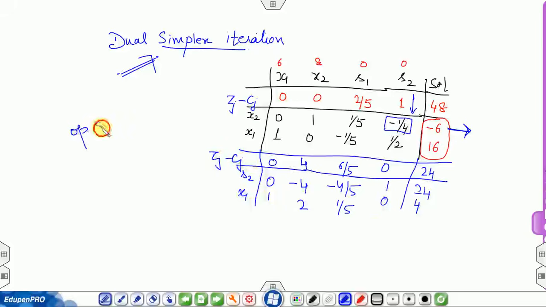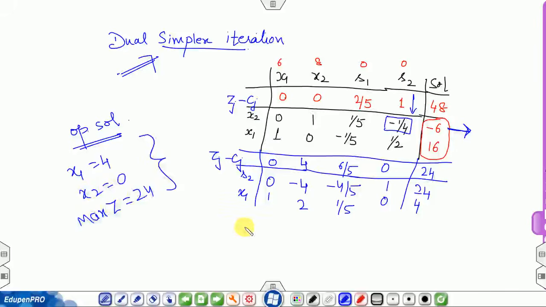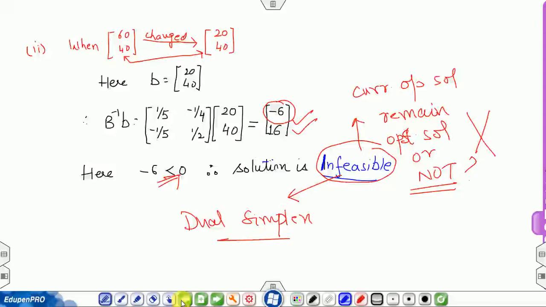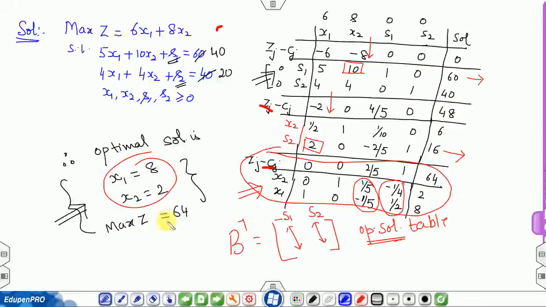The optimal solution reached is x1 is 4, x2 is 0, and the maximum of z is 24. Look at the previous value. The previous value said that x1 is 8. Remember, x1 is 8, x2 is 2, and the maximum of z is 64.